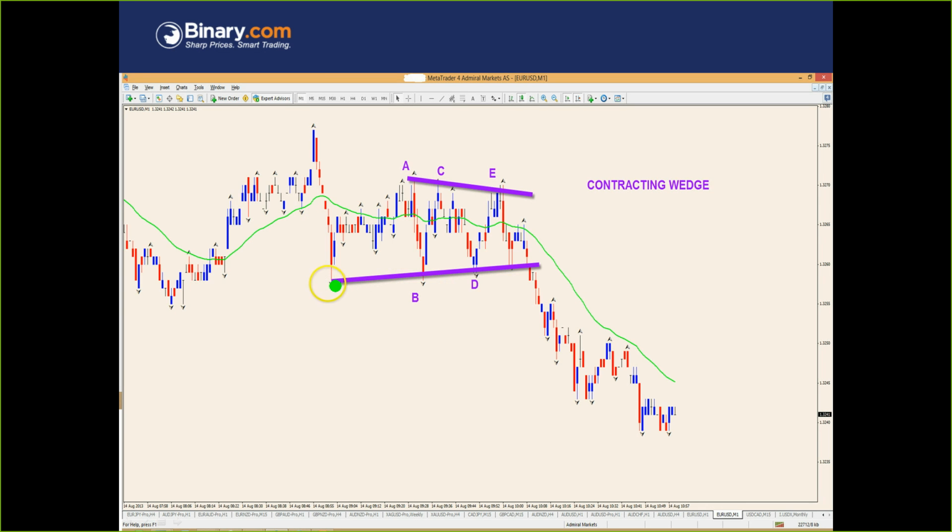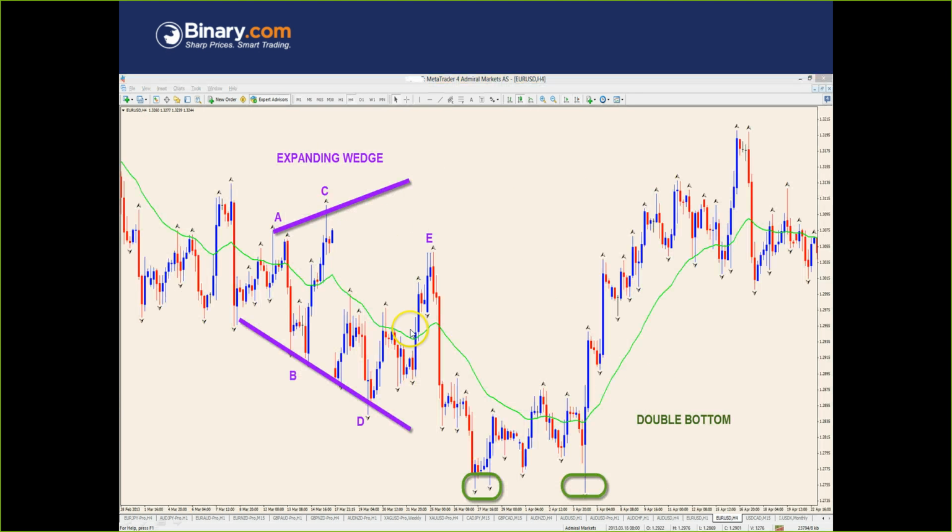Why? We have an extreme here and we have an extreme here, don't we? A top and a bottom. A didn't break the top, B didn't break the bottom, C didn't break A, D didn't break B, and E didn't break C. Right? We consistently have lower highs and higher lows. So that's a contracting wedge. Here's an example of an expanding wedge. We got a swing high, swing low. Well, in this case, actually, let's see, we should take a different swing high, swing low.